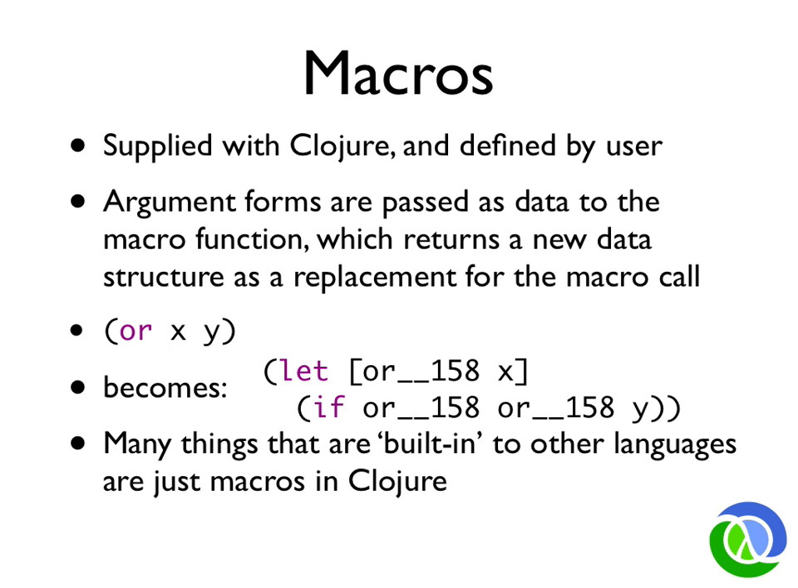So we can look at a macro. You'll notice on the list of primitives, there's no OR. OR is not primitive in Clojure. And in fact, if you think about it, OR is not a primitive logical operation. You can build OR on top of if.